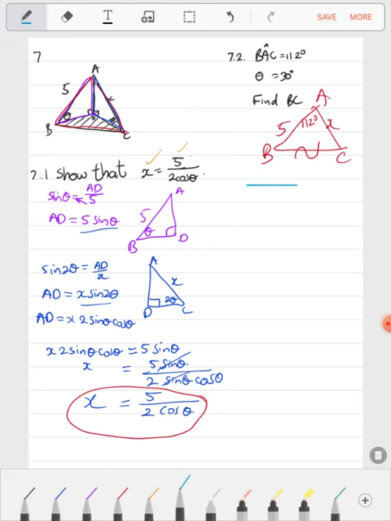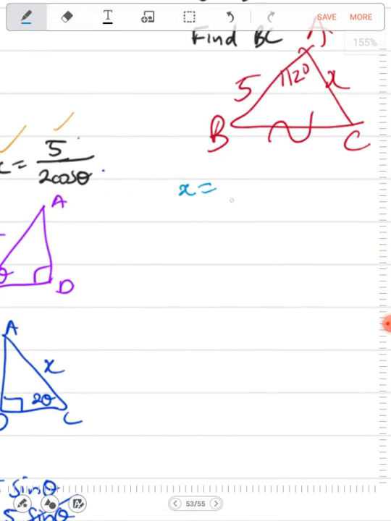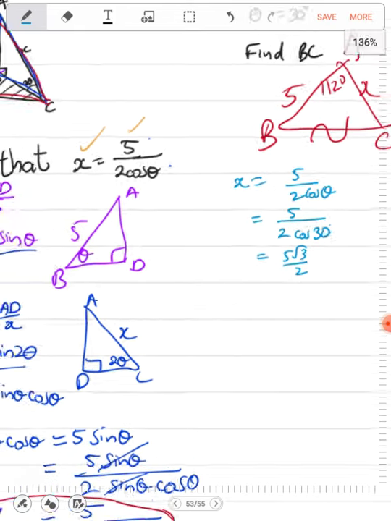Take another color. So x will be equal to, make it bigger so you can see it. We had from our question, it's going to be 5 over 2 cos theta. Right, so substitute the 5. Even if you didn't work this out yourself, go ahead and do it. Cos of theta, they gave you theta was 30 degrees, put 30 degrees in there, and you should be getting your answer of 5 root 3 over 2. So now we got the x value.